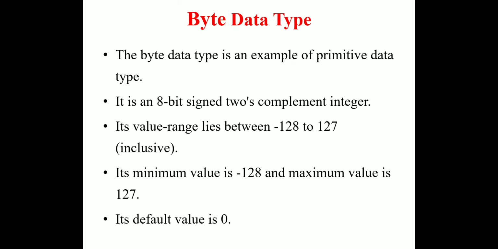Second one is byte data type. The byte data type is an example of primitive data type. It can store an 8-bit signed two's complement integer. Its value range lies between -128 to +127, and the minimum value is -128 and maximum value is 127, and the default value of the byte data type is 0. I hope you all understand.